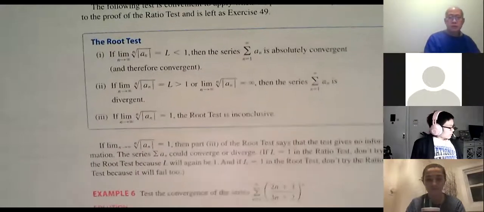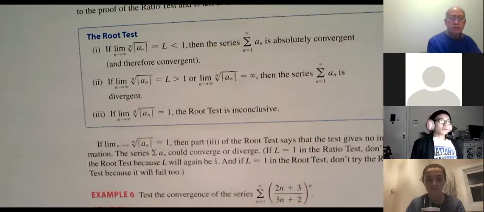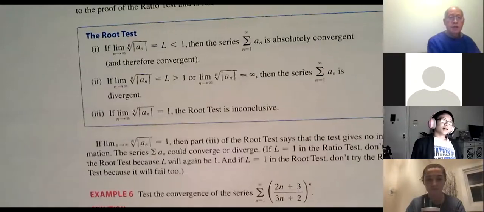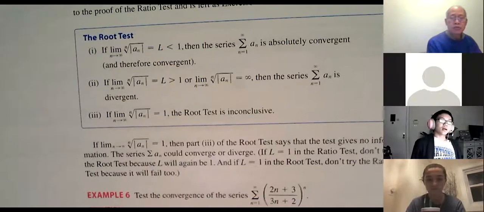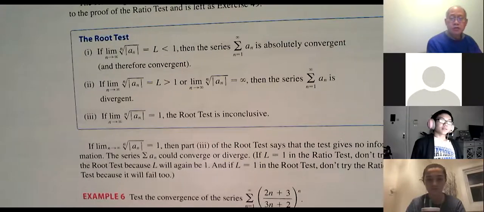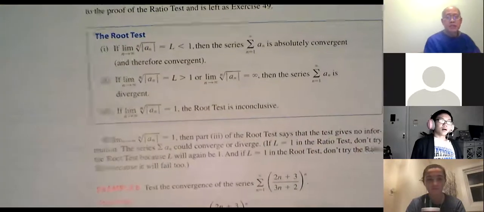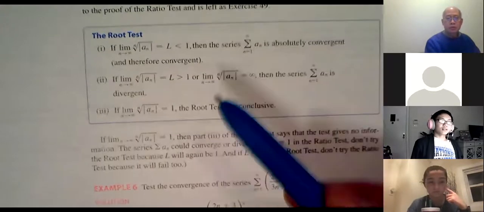How do you do the root test? You take the nth root of the absolute value of the terms. Nth root of absolute, again, there's an absolute value involved. Nth root of absolute value of a sub n equals L, which is less than 1. The series is absolutely convergent and therefore convergent. So a lot of the rules here seem to be exactly the same as for the ratio test. Okay. Less than 1, absolutely convergent.